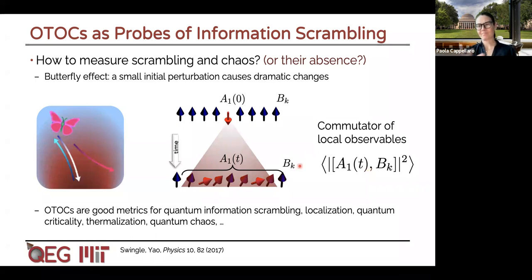So even if it's intuitive to see, for the commutator of local observables, how this will give an idea of how much the system is scrambling, we can also look at extensive observables.